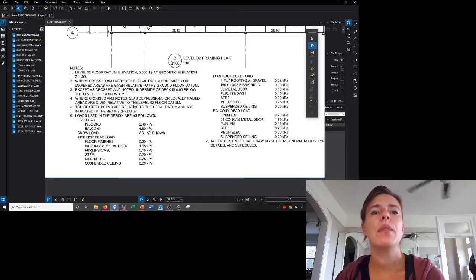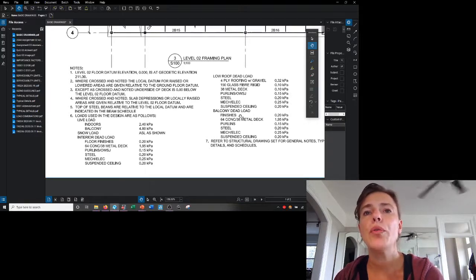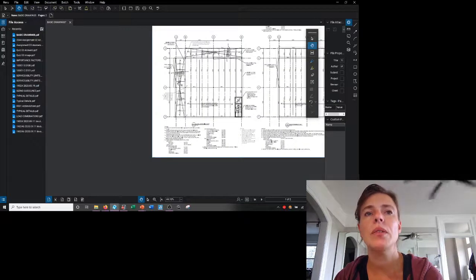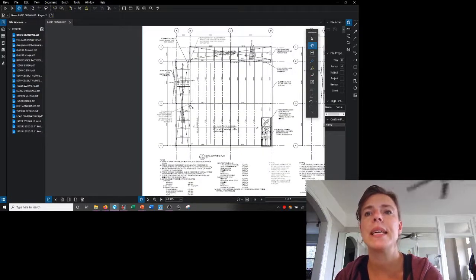We've broken down loads here. Again, we're going to do a lecture on loading, but we've got interior dead loads, low roof dead loads, and balcony dead loads. So it looks like we could reference these things up here.